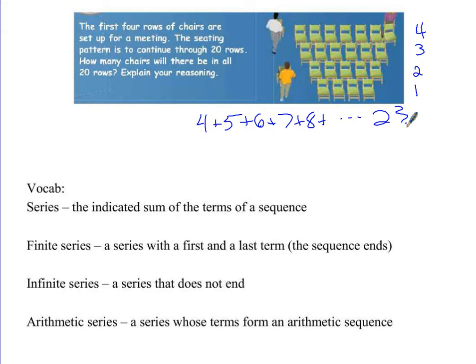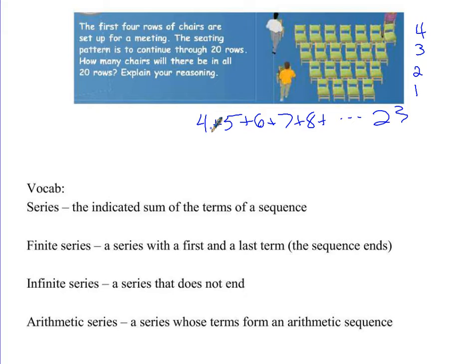Based on what we did with adding up numbers from 1 to 100, what should we do now? Okay, we can't use the equation here, because the equation that we know, n times n plus 1 divided by 2, works for numbers from 1 to whatever number we want. We're not starting at 1, we're starting at 4. So we can't use n times n plus 1 over 2.